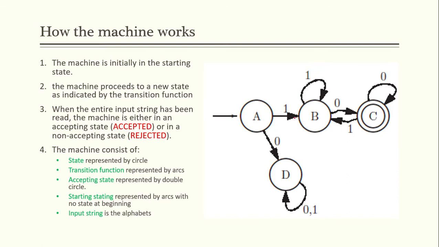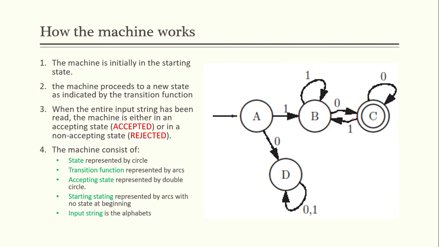On top of the transition function, they have numbers here. That number we call the input symbol, or sometimes they call it the input string. So A is the start state. The arc between A and B is a transition function. Number 1, the number on top of the transition, is an input string.